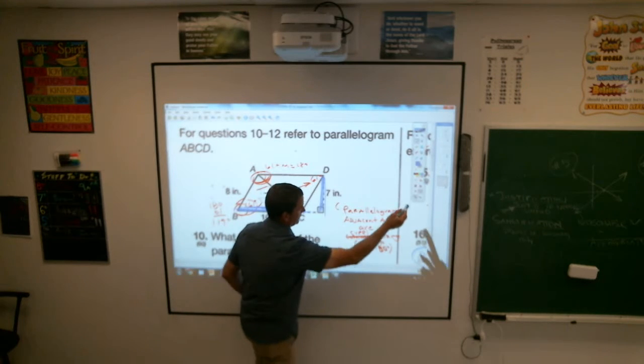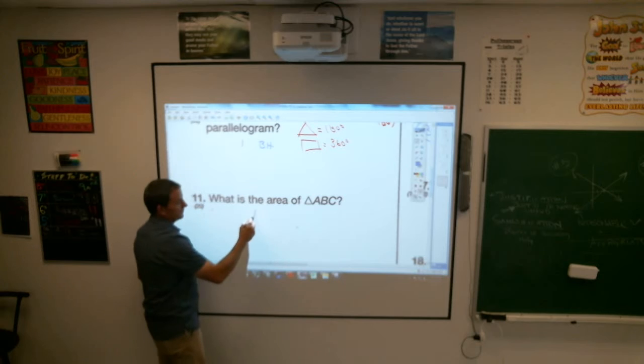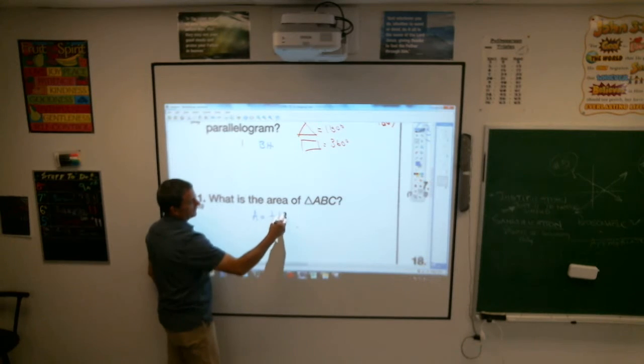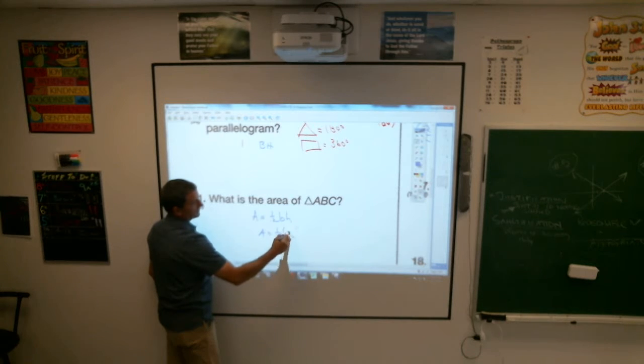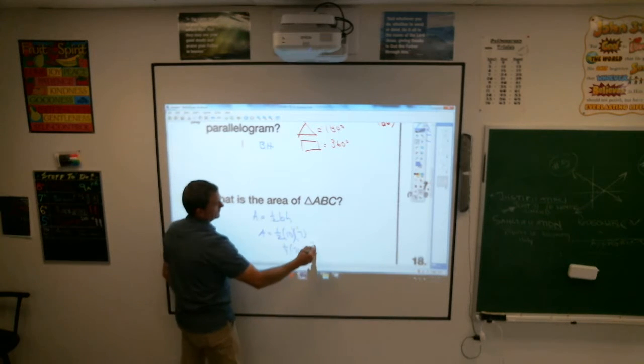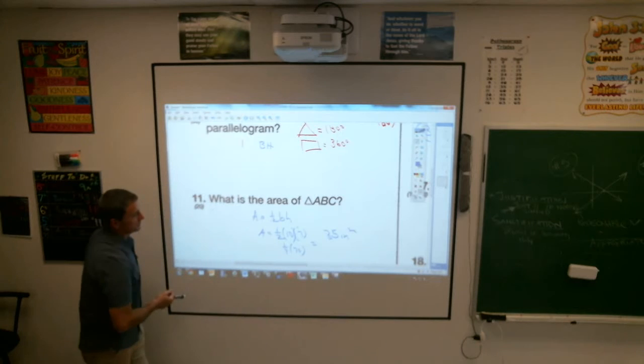It's 1/2 of 7 times 10. Area equals 1/2 base times height. We already found the base and the height. The base was 10. The line perpendicular to that was 7. Half of 70 is 35, whatever it was, which is squared.